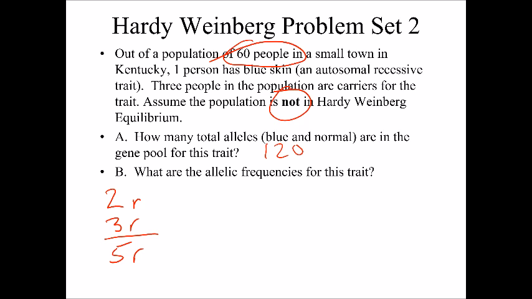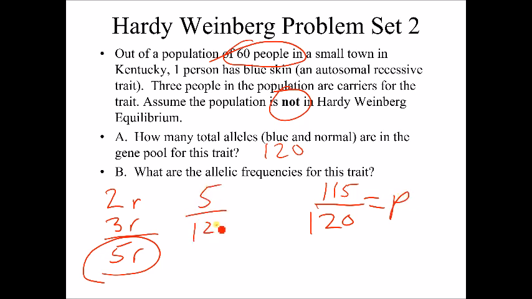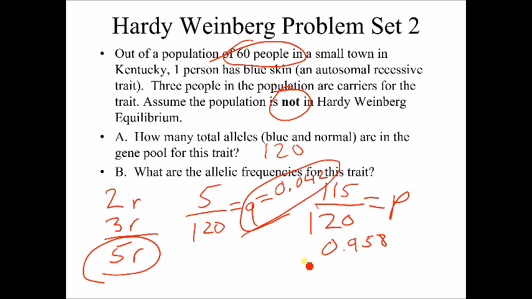Well, so let's think back. There's 60 people, 120 total alleles. 5 of them are recessive. That means 115 have to be dominant. So 115 out of 120, that's the frequency of the dominant allele, P. 5 out of 120, that's the frequency of the recessive allele, Q. So if we do a little math on that, 5 divided by 120 comes to 0.042. That's the frequency of the recessive allele, or Q. And 115 out of 120 comes to 0.958. And once again, that's the frequency of our dominant allele, P.